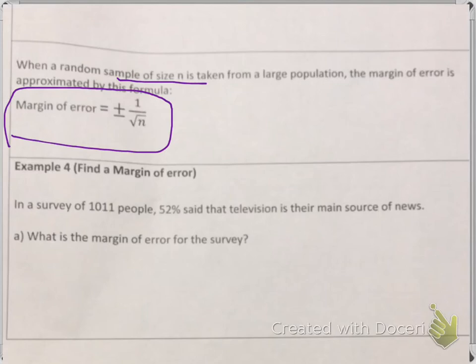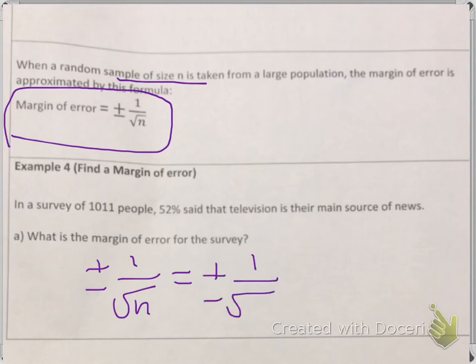So example 4. In a survey of 1,011 people, 52% said that the television is their main source of the news. What is the margin of error for the survey? Well, I know I'm going to be doing plus or minus 1 over the square root of n. And again, n was the number of people surveyed. We're surveying 1,011 people here. So I can punch that in my calculator with everything but the plus or minus in front of it. So do 1 divided by the square root of 1,011 on your calculator.